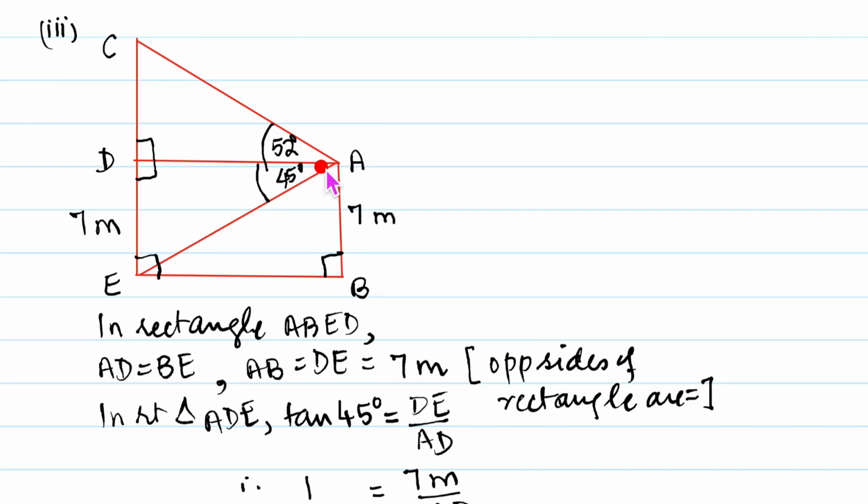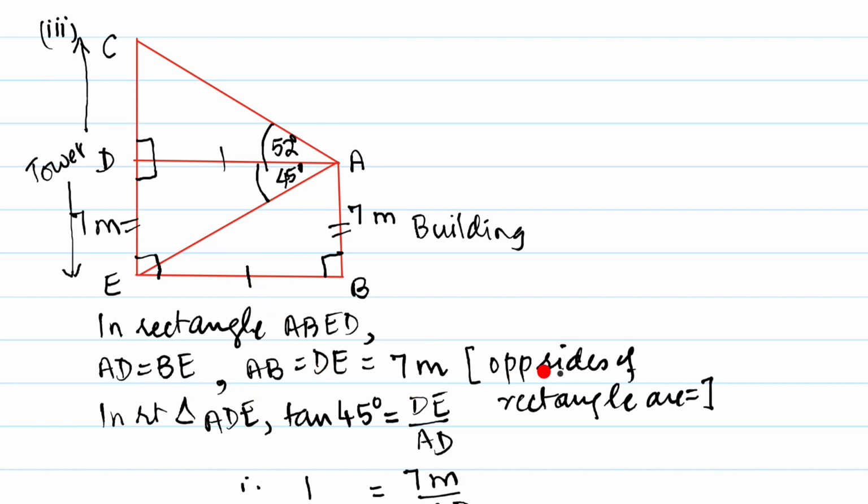We have drawn the diagram. So this is the building and this is the tower, and the height of the tower will be from here till here. Now we know that the height of the building is 7 meters. Now this one, ABED, is a rectangle, so this will be equal to this and this will be equal to this.